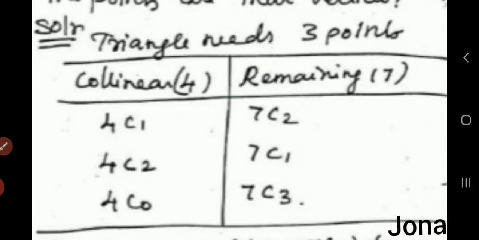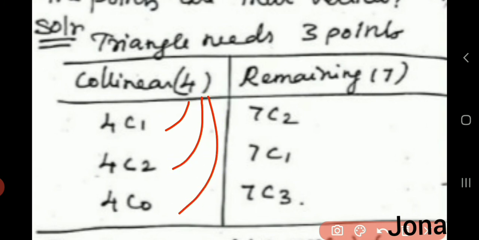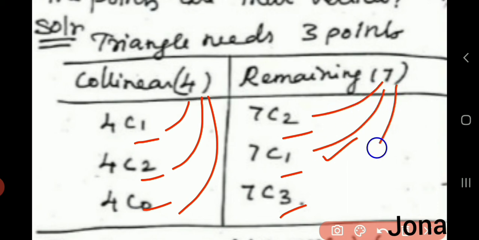So out of these 4 we can take only 1 first, so 4C1, and then we can take 2, that is 4C2, and then 0, 4C0. If you take 1 here, we have to take 2 from the remaining, that is 7C2. If we take 2 here, we have to take 1 from 7, that is 7C1. If we take 0, we have to take 3 from 7, so 7C3.